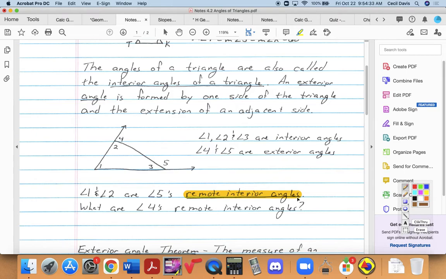So remote just means far away. If you go to a remote location, you're going someplace that's far away from everything else. So the remote interior angles are the ones that are inside the triangle that are far away from the original angle. So which angles are angle 4's remote interior angles? Angle 4's, yes, sir. 1 and 3, exactly right. Angle 1 and angle 3.